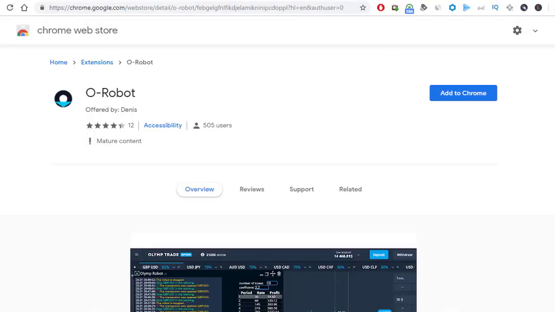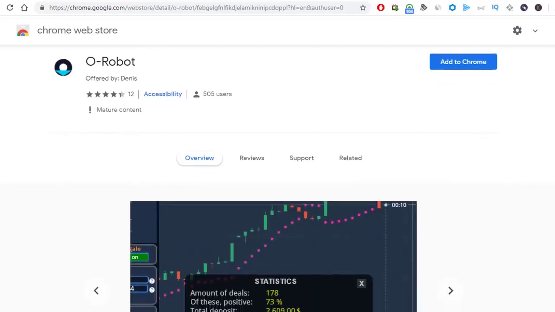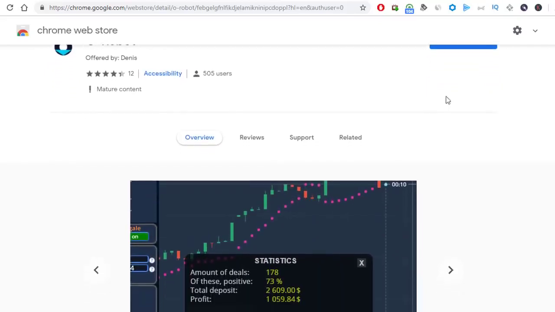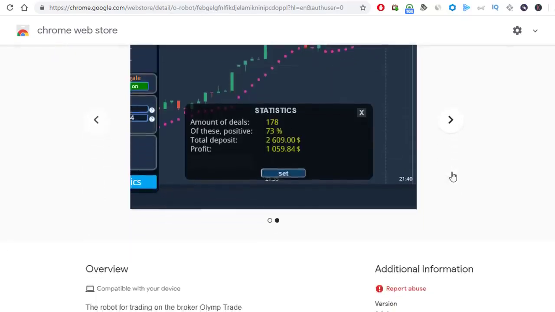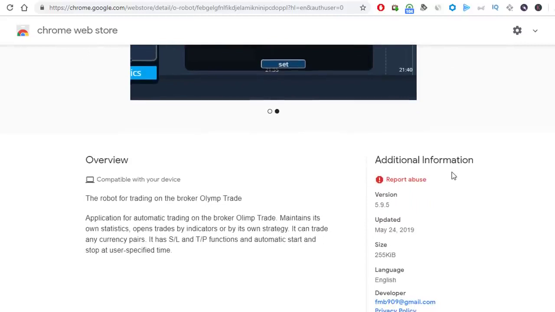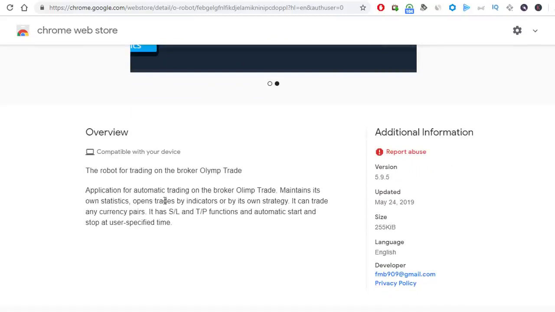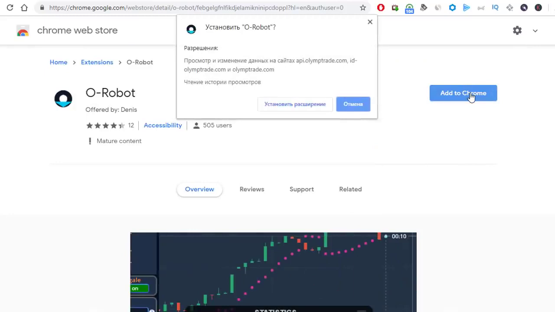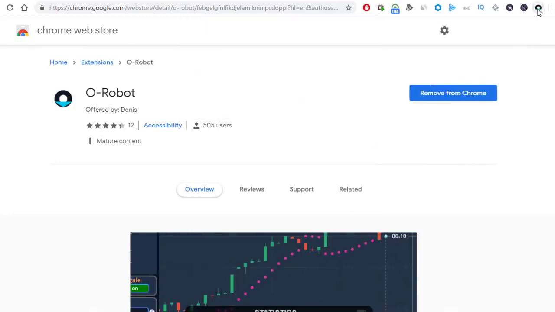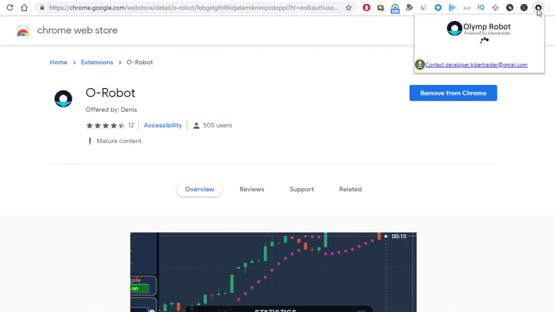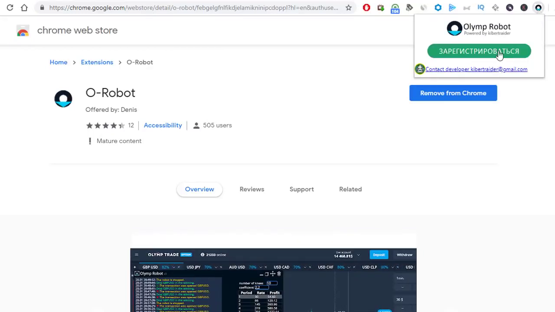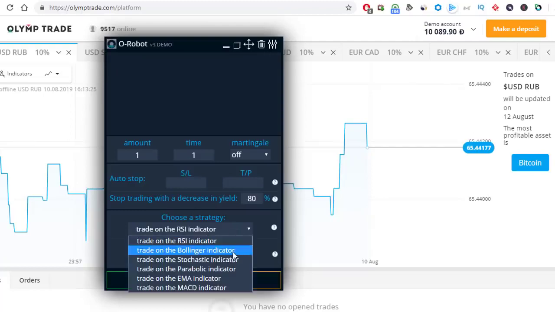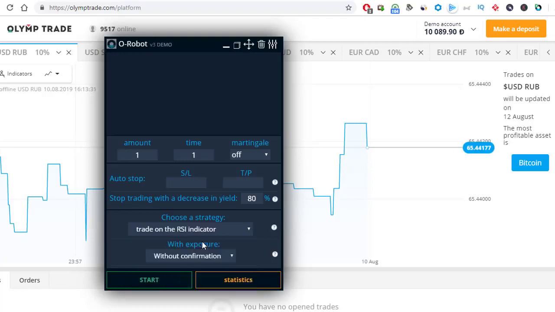So now I will show you how to set up an extension called ORobot for trading at Olymp Trade. Just click the link below and install this extension into your Google Chrome. Excellent! Now we have a button which opens our robot. After the installation, sign in at your Olymp Trade account. And now you can start using it. Set up the currency and your strategy.